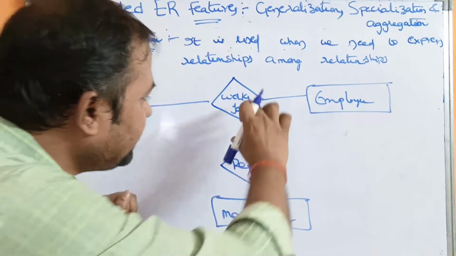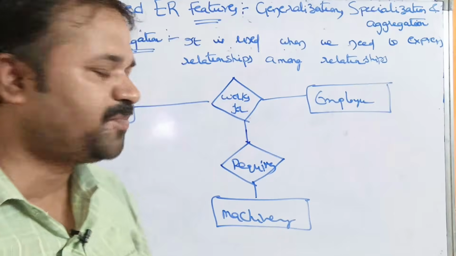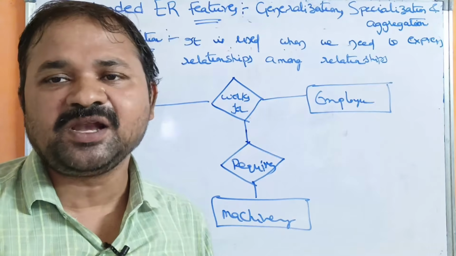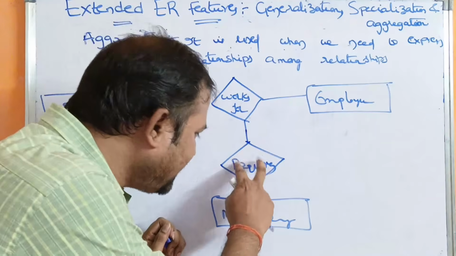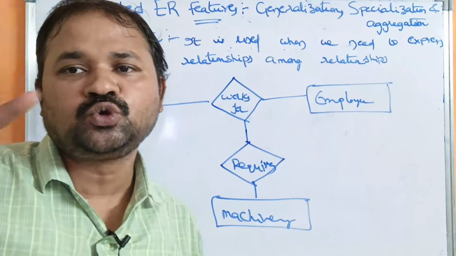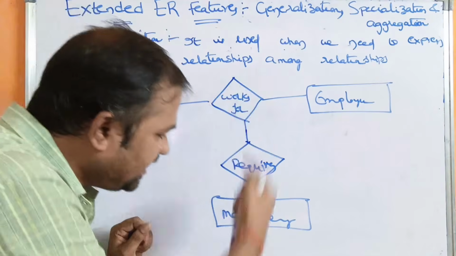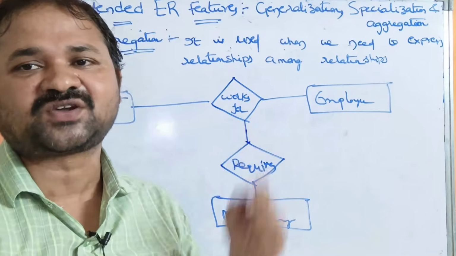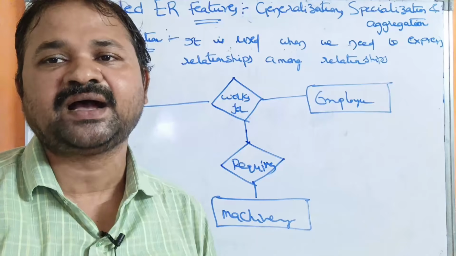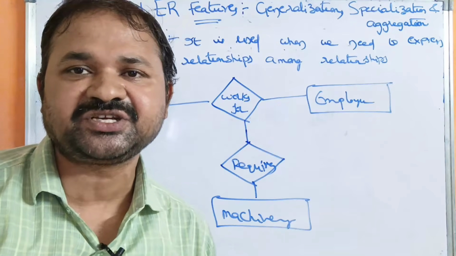Whereas here we have two relationships. That is possible only with the help of aggregation. In the normal ER model, that is not possible. In the normal ER model, a relationship is used between two entities only. But here we use requires between a relationship as well as machinery. That is only possible with the help of this concept. So this is about extended ER features such as generalization, specialization, and aggregation.